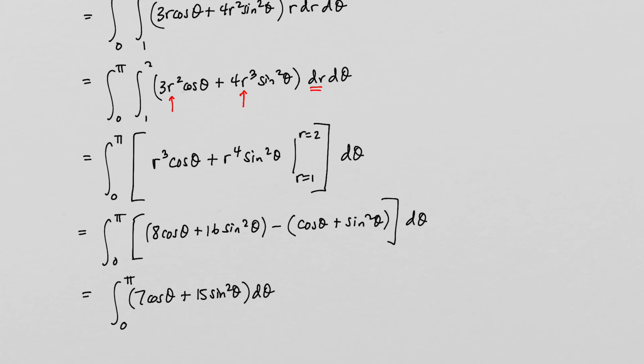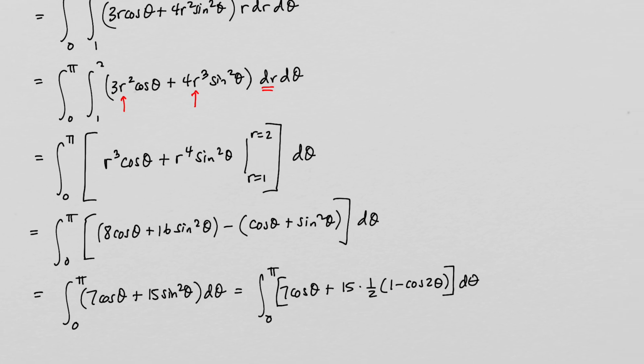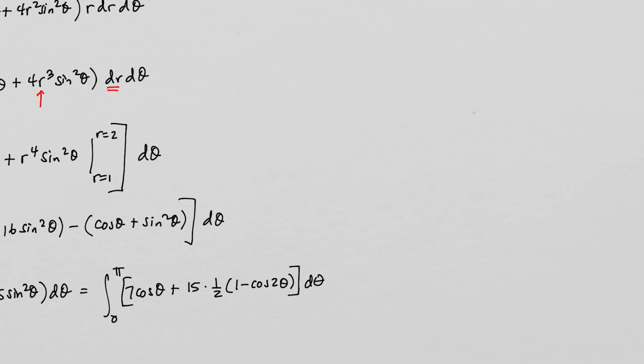Okay, and so now we just need to integrate with respect to theta. But remember, sine squared requires a half angle identity. So let's go ahead and bring that into the picture. All right, so there it is. And now we can integrate. There's one small step that I think we should do. This is 15 halves. Multiply that to 1 and multiply that to cosine 2 theta.